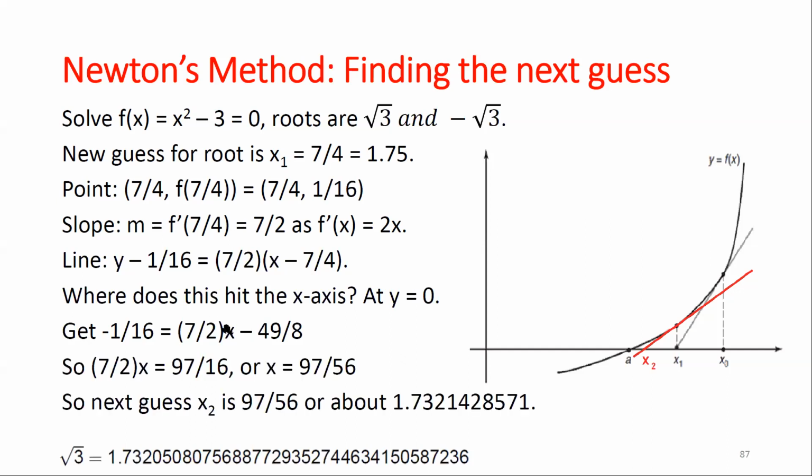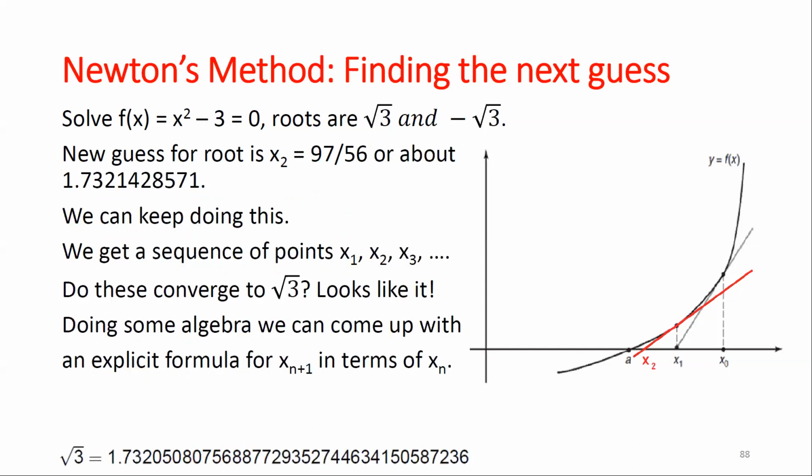So we could get 7/2 x is 97/16. We multiply by 2/7 and we get 97/56. Then we have 1.73214 versus 1.73205. So we're off by 0.00009, basically. Not bad.